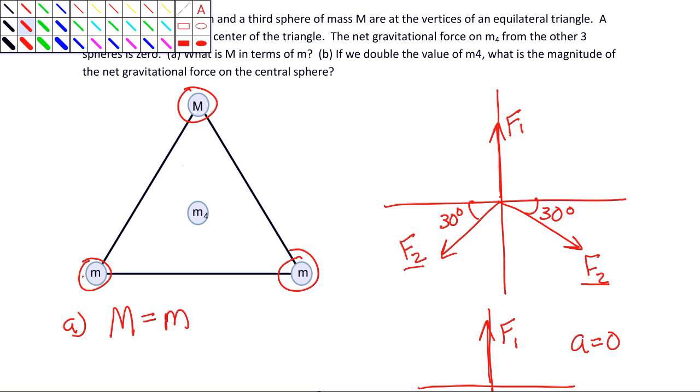And then also, part B should follow pretty quickly. If we double the value of m4, what is the magnitude of the net gravitational force on the central sphere? Well, doubling this value is going to affect all of these vectors exactly the same. They're just going to all get bigger by a factor of 2. So the net force after doubling those vectors by a factor of 2, my net force is still going to be 0.